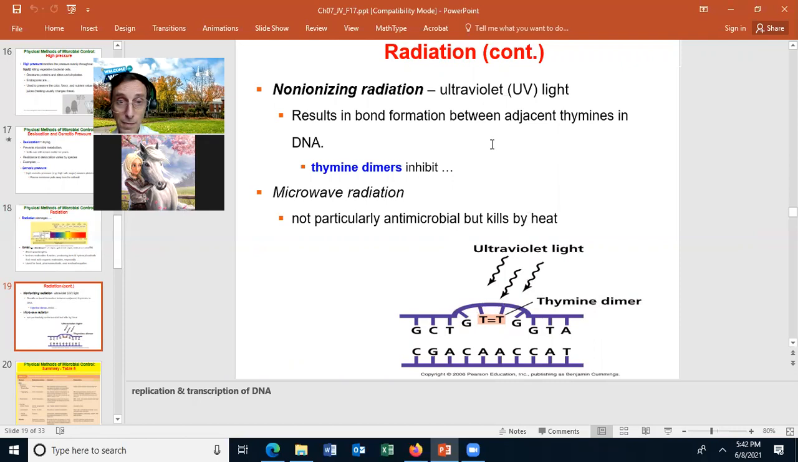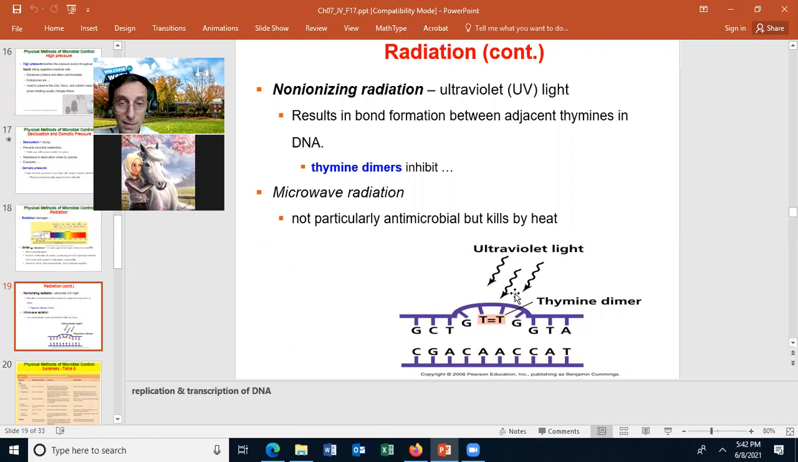UV light damages DNA by creating thymine dimers. Two thymines which are next to each other, when they're treated by UV light, will get a dimer, meaning two covalent bonds between the thymines. And then these thymines will not pair with their complementary base, which is A, in the second strand of DNA. That causes a bubble in the DNA.